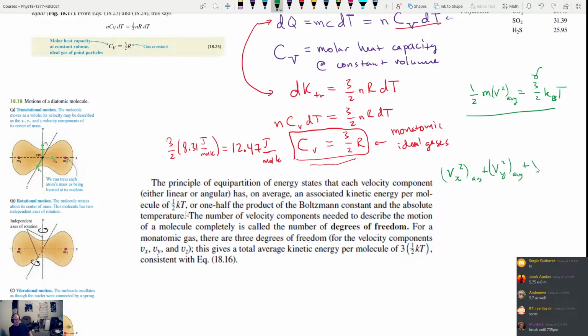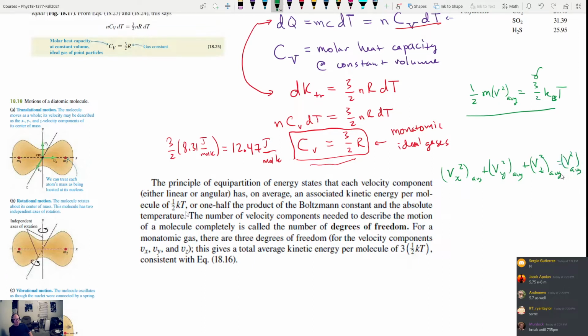We made an assumption that if we're talking about average velocities, there's nothing special about Vx average, Vy average, and Vz average. They should all be the same. They should basically all be equal to each other. And we said that's going to be equal to V squared average.